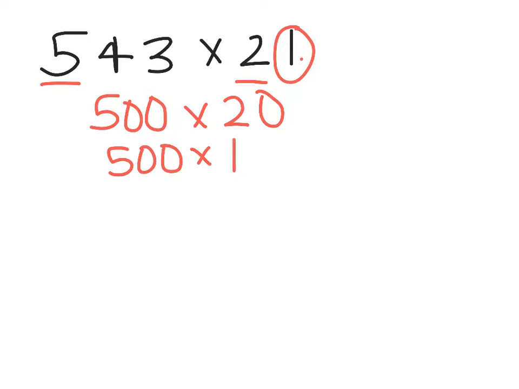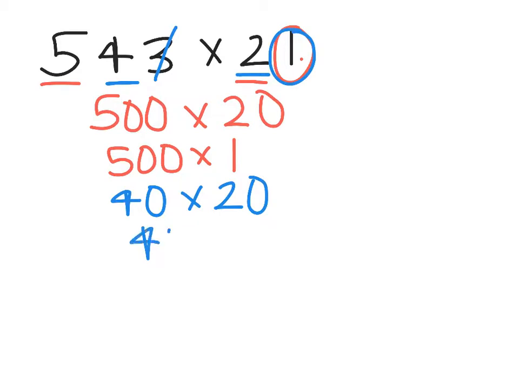Next, we're going to focus on the tens place value, so this 4 right here and this 2. Again, we're going to partition so that we can use numbers that are easier to work with. So I'm going to do 40, ignoring this 3, and 20, because that's an easy number to work with. Again, we have to account for this 1, so I'm going to do 40 times 1.